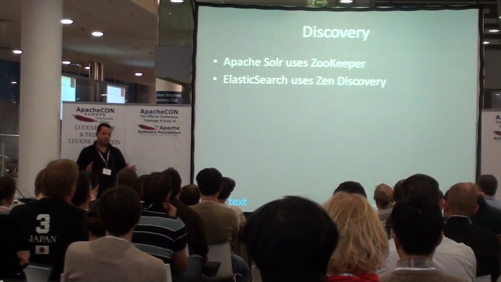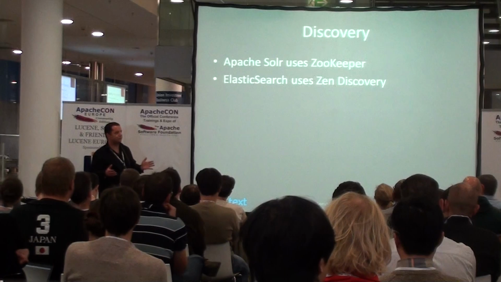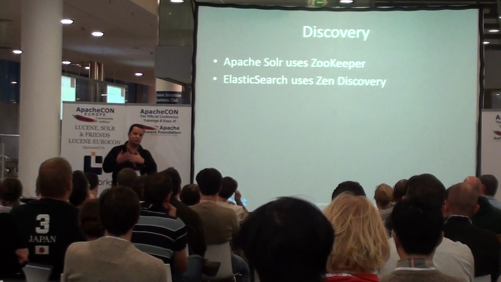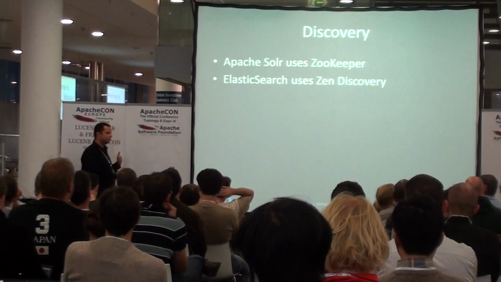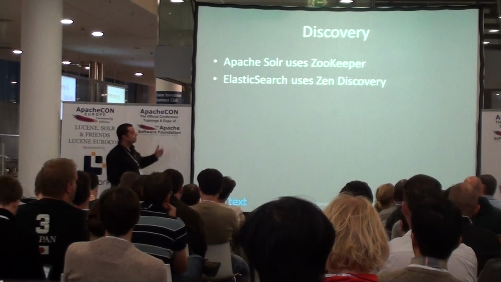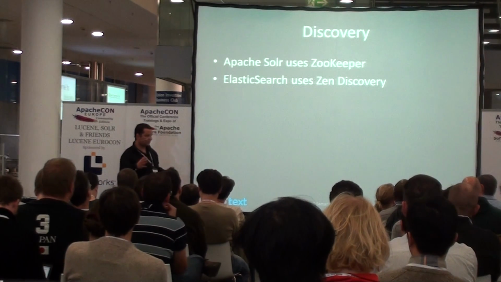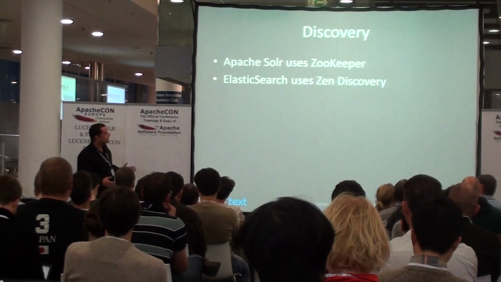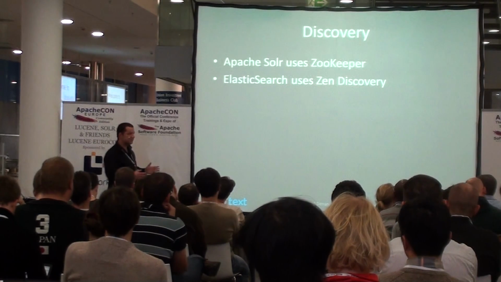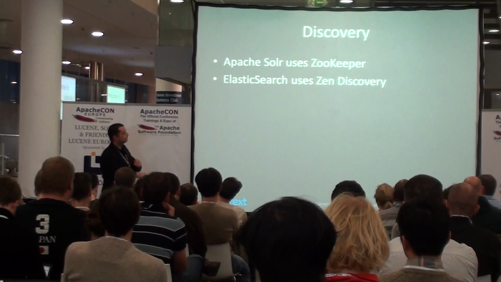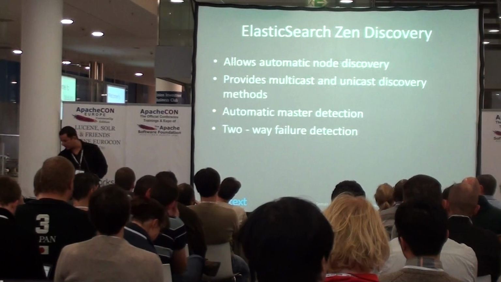The discovery. The process of discovery is the process of discovering new nodes, adding new nodes to the cluster, and managing the nodes. Apache Solr uses Zookeeper, as we all heard about. And Elasticsearch uses Zen Discovery. It's a module, and we'll talk about it in a bit.